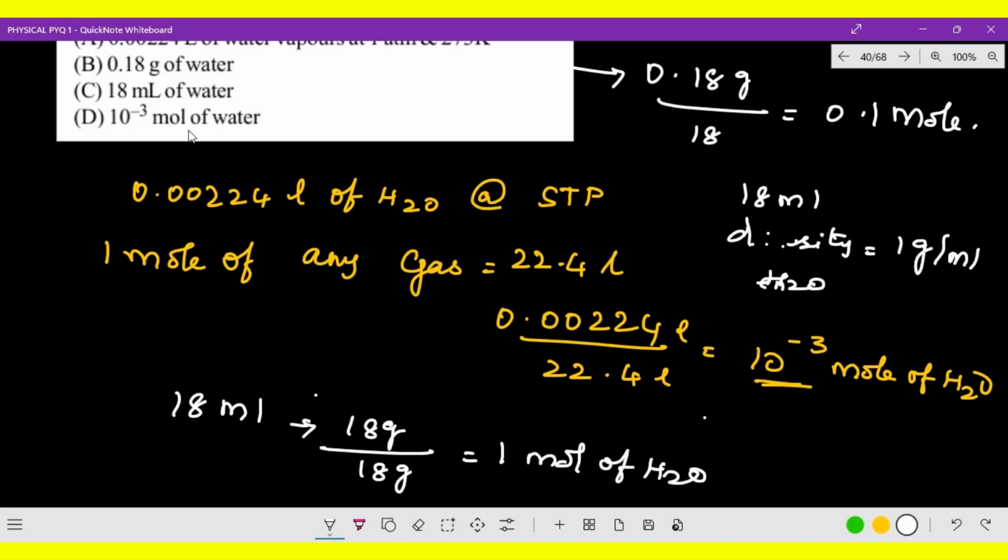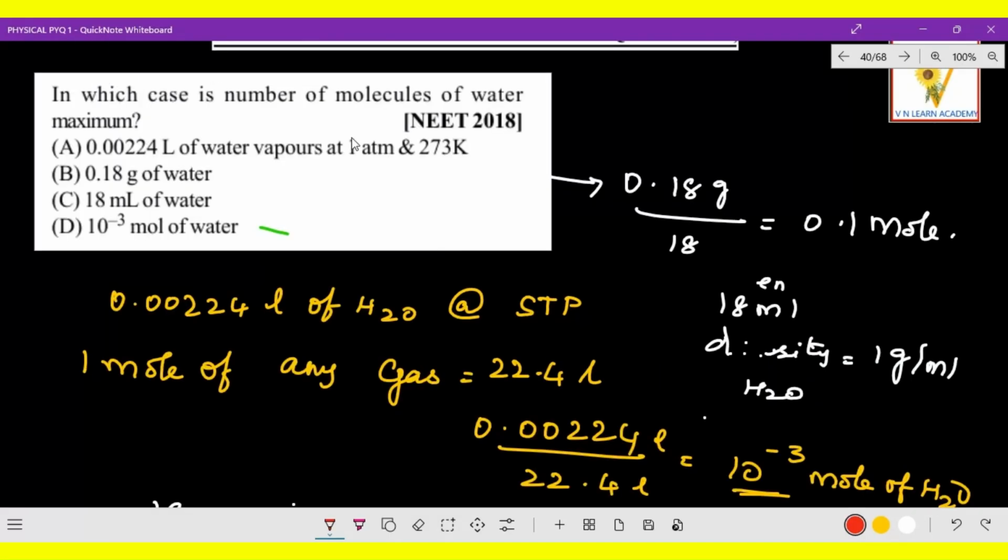Now the last one, 10 to the power of minus 3 mole of water. The same idea here also. Now which is the correct option? The first one is 10 to the power of minus 3 mole. The 0.18 gram of water is 0.1 mole. Here, 18 ml of water is 1 mole. And the last is 10 to the power of minus 3 mole, the same. First and last are the same.